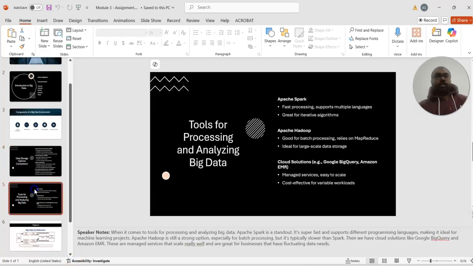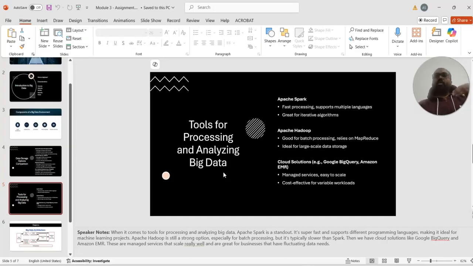Next slide: tools for processing and analyzing data. We have Apache Spark. It is super fast and it supports multiple languages, and it's a very good tool in the market. So I personally like this tool.